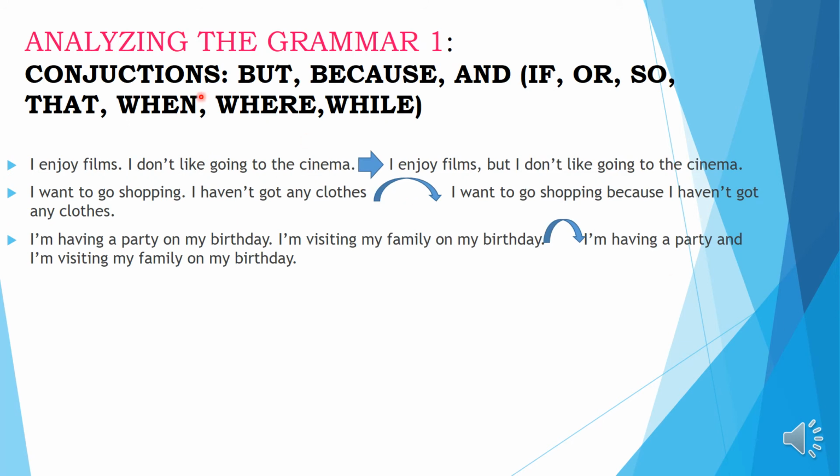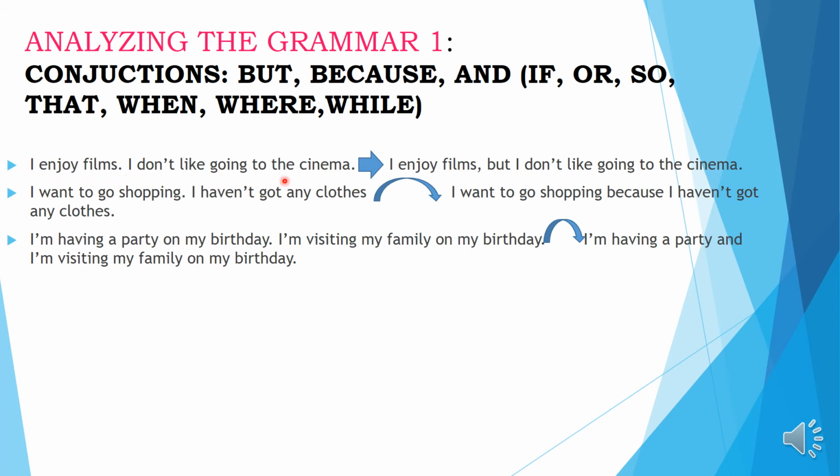And here we have another grammatical point to analyze in this part, the conjunctions. What are the conjunctions used in English? We have but, because, and. We have some additional conjunctions like if, or, so, that, when, where, and while. Let's see some examples in order to see the use of these conjunctions.